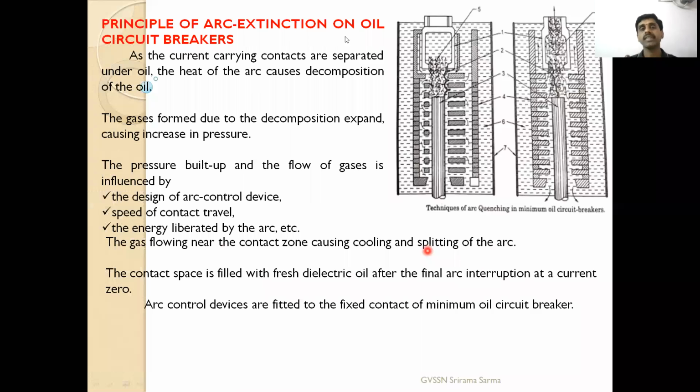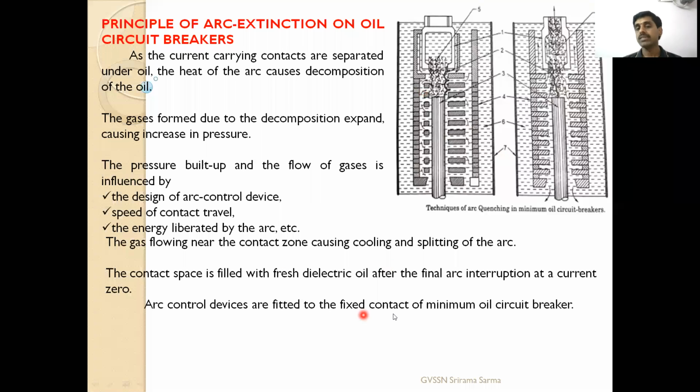So the principle of arc extension in the oil circuit breaker: when the arc is struck here, you can see these all depend upon the design of the arc control device, this device. So the high pressure is created inside, and that high pressure will lead to quick arc quenching. The pressure buildup depends upon the arc control device, the speed of the contact travel, how fast it travels, and the energy liberated by the arc. So these are all the means to clear the arc quickly.